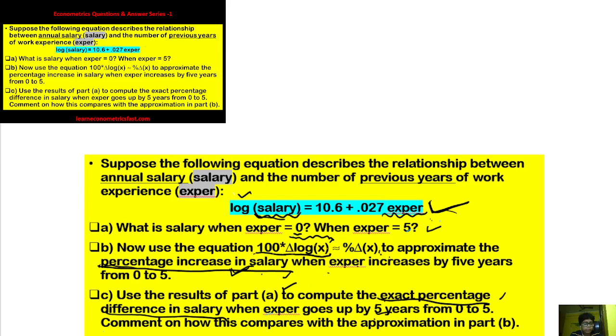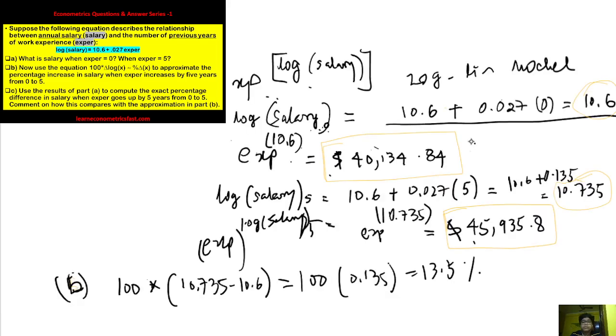Now we look at the exact percentage difference in salary. When we talk about the difference in salary, you first take the value of salary, then take the difference between them, and then find the percentage change. So there are two different things. B asks for the percentage increase in salary using delta log x times 100, but here we are looking at the exact percentage difference in salary. For that you have to know the salaries first, and we have already got these two salary values.